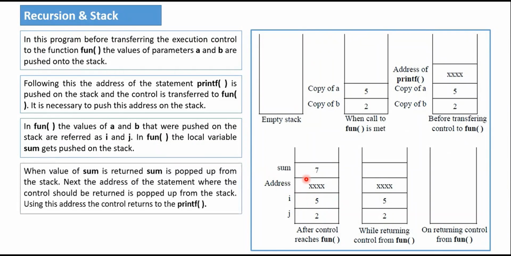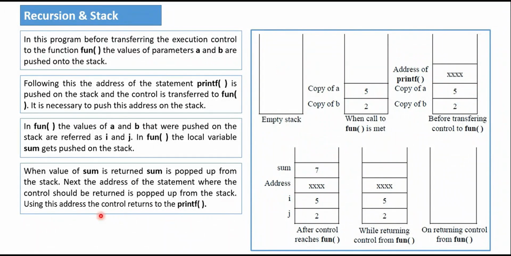Now when the value of sum is returned, sum is popped from the stack. That means when sum is calculated, it is returned to the main function, so it is removed from the stack. Next, the address of the statement where the control should be returned is popped from the stack. That means the address we have to go to after returning the sum, which is the printf in the main function, is popped from the stack.